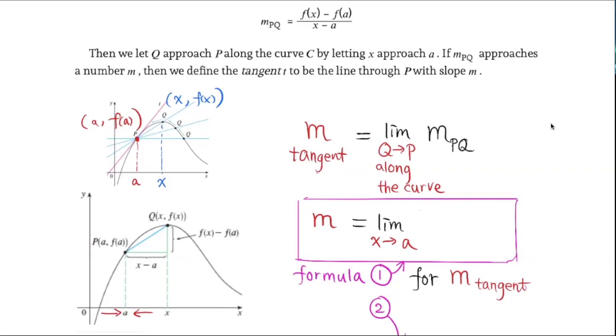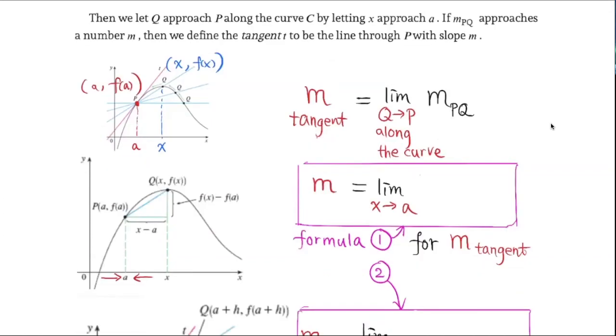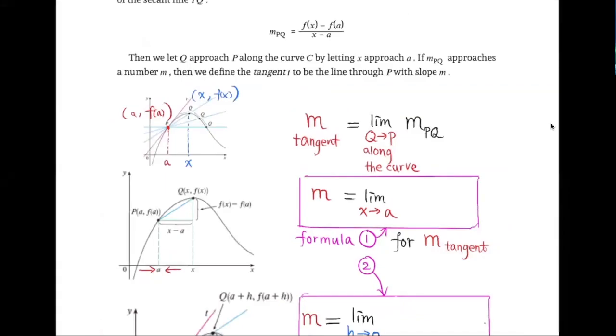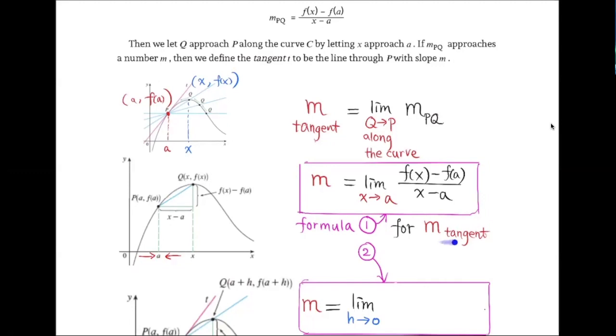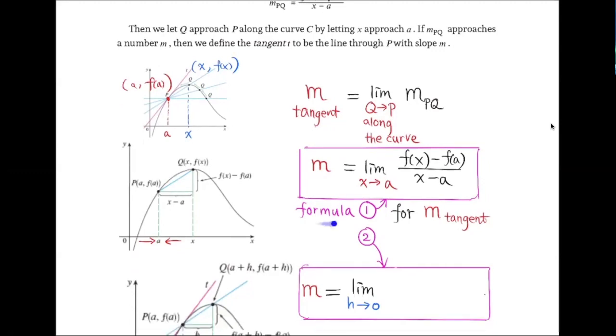Okay, and now what is this slope of the tangent line equal to? Well, when you move Q along the curve closer and closer to P, x is getting closer and closer to a. So that's the same as taking the limit as x approaches a. The slope of the secant line PQ we just got over here: it is f of x minus f of a over x minus a. So the slope of the tangent line is defined to be the limit of this quotient as x approaches a. This is the first formula for the slope of the tangent.